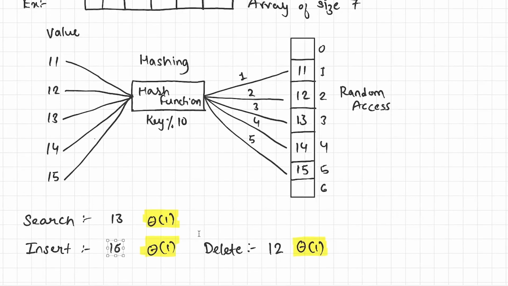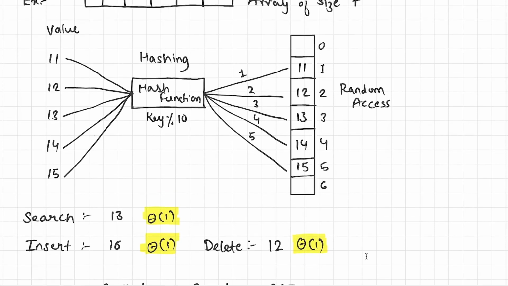And the third operation, that is delete. Let's say we want to delete 12 from the hash table. So we compute the hash code of 12. It comes out to be 2. So we can access position 2 to delete 12 from that location in constant time. So you can see here that all the operations search, insert and delete can be done in a constant amount of time, right? And this is really cool.